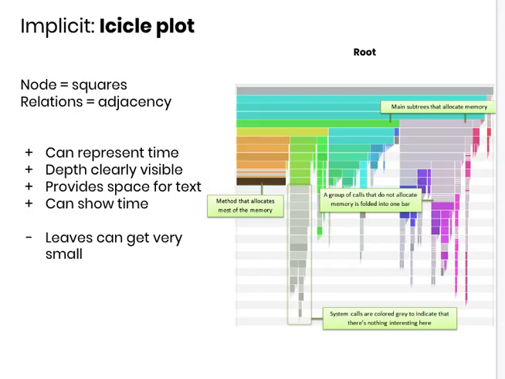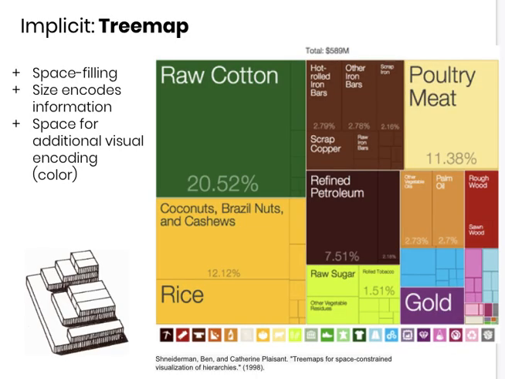Now, this problem of leaves becoming very small is a general problem in trees, because as you go down in your hierarchy, you expect to have more nodes and eventually more leaves. How do you visualize this on a screen? How do you account for many children, many leaves, without running out of space? There is another, implicit representation that does this quite efficiently, and these are tree maps.